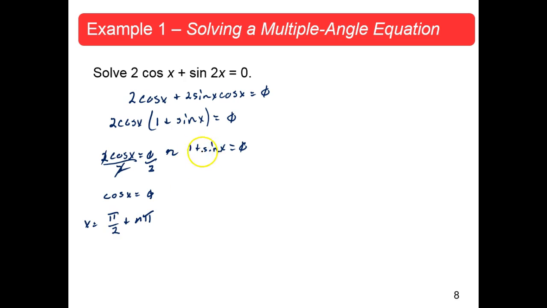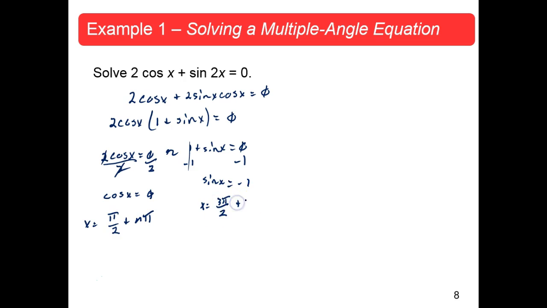What do we do with that one? Subtract 1 from both sides. And that would give you sine x is equal to -1. Where does that happen? At pi halves? At pi halves it's +1. Where is it -1? 3 halves pi. Okay, x equals 3 halves pi.